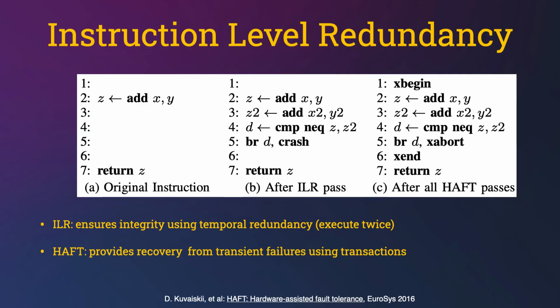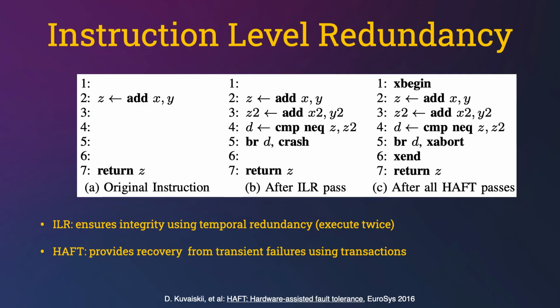And the idea of instruction level redundancy is as follows. All the operations are actually executed twice. So here you see add, where you add x plus y and assign it to z. And here we just add two times x and y. So we have two copies in two registers. So there's x and x2, y and y2, and then the result is in z and z2, and we compare the results. And if they are not equal, then we crash the program. So we do a fail stop. And this is instruction level redundancy, ILR.